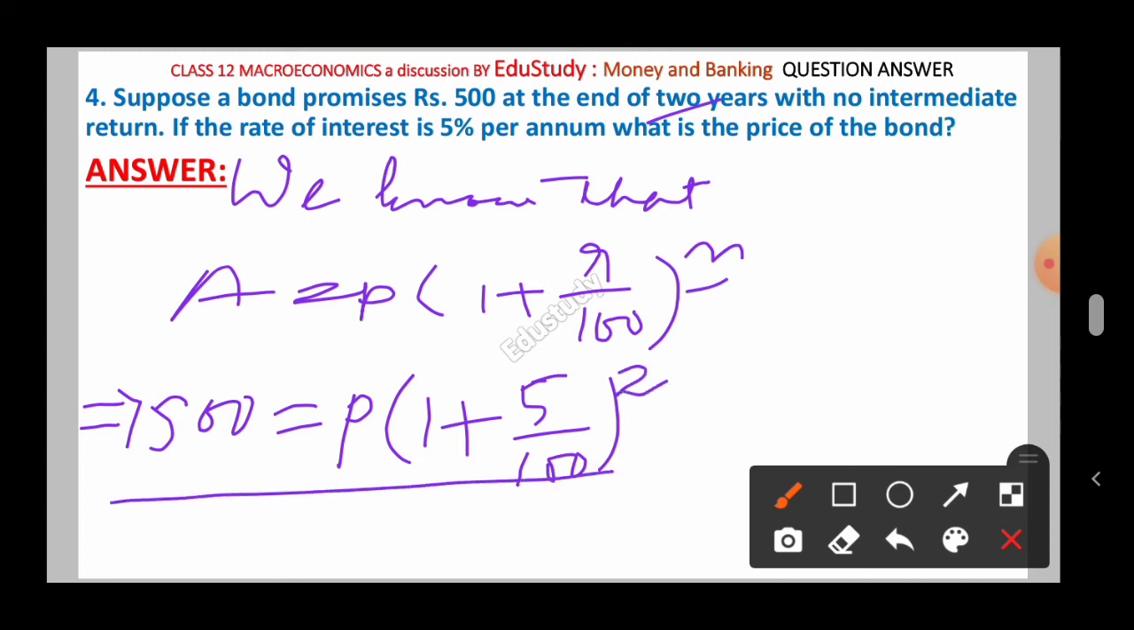As soon as you solve, you may reduce this fraction to its simplest form: 5 by 100, 5 ones are 5, and 5 twenties are 100. So you will get here 1 plus 1 by 20. And then what value will you get here?